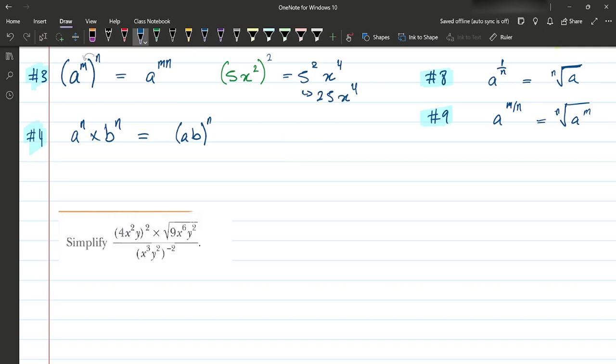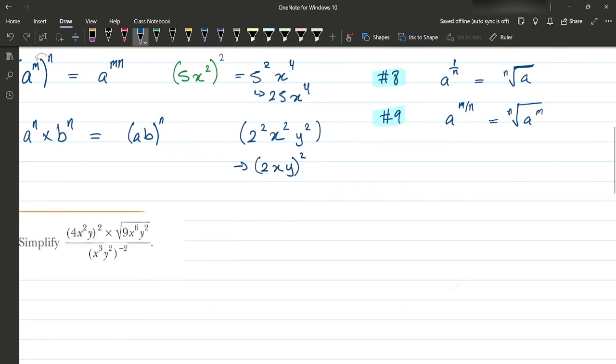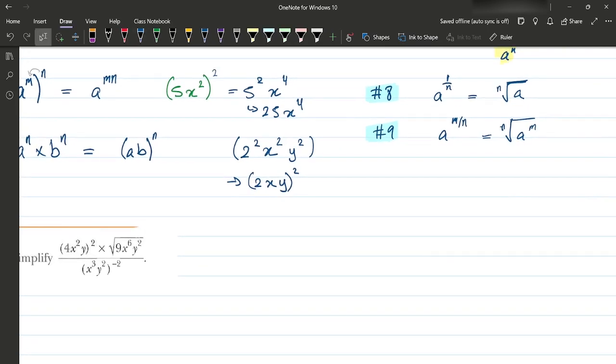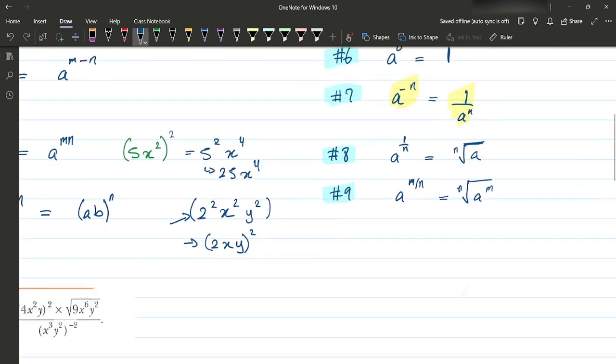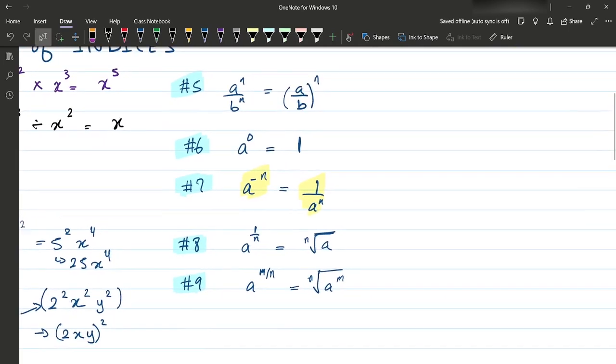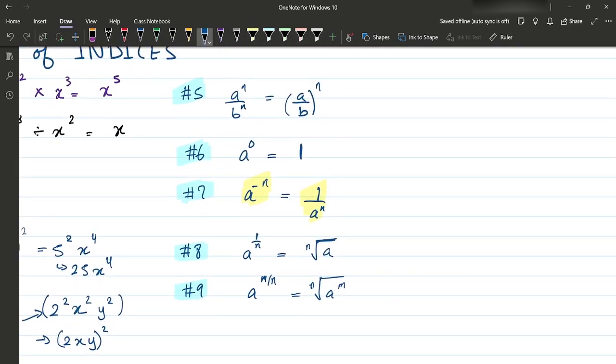Alright, so next is just telling you that if you have, let's not use 5, let's say 2 to the power 2, x to the power 2, and y to the power 2, you can rewrite this as (2xy) and take the power out completely. Because when you distribute the power, it will still give you this thing. Alright, so that's just a simplification. It's not really a law, but we're using it anyway.